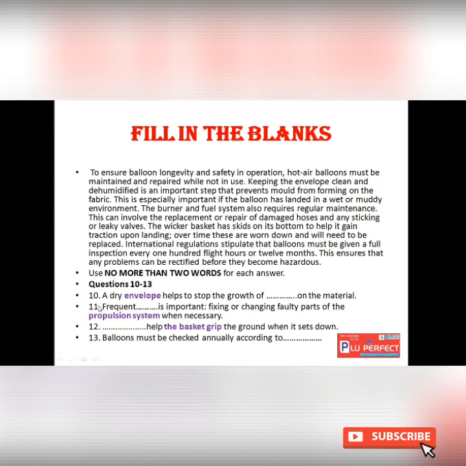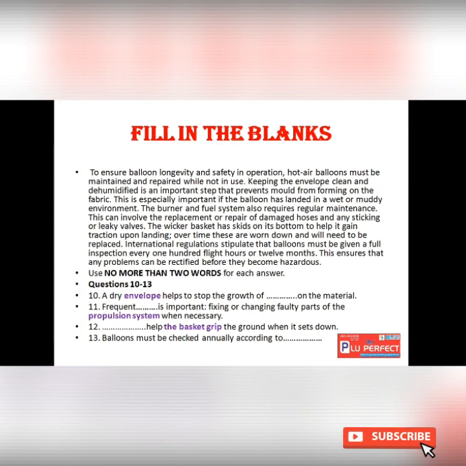So the 10th question is, a dry envelope helps to stop the growth of dash on the material. A dry envelope means an envelope which is not wet. Okay, it is without moisture, and it helps to stop the growth of dash on the material. The material could be any material. It could be your book, or maybe pencil, cupboard, anything. Any non-living thing is a material. And it helps to stop the growth of dash. So something is growing on the material.